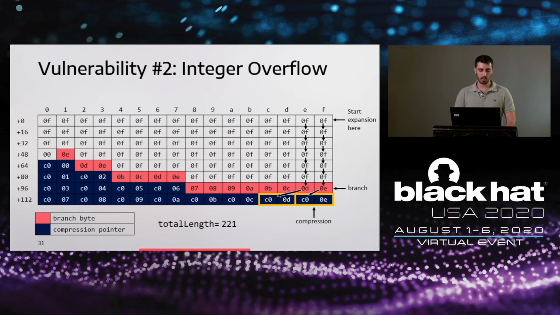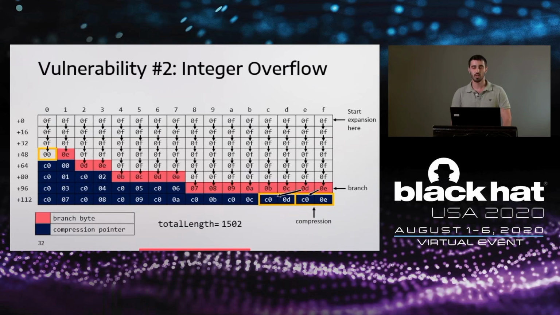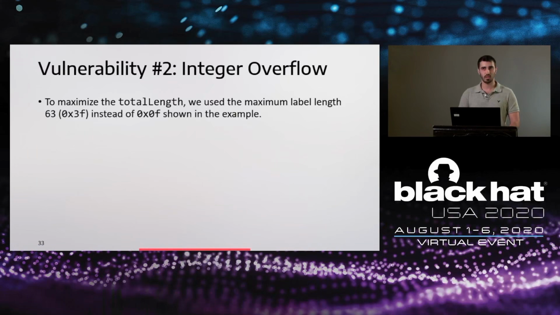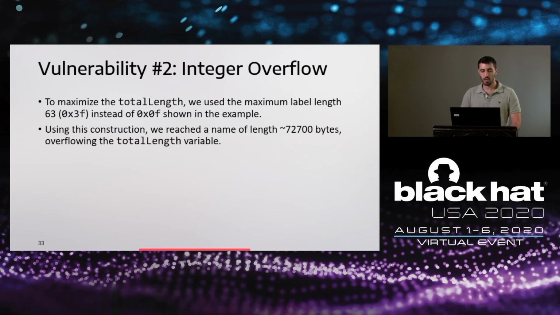So we simply continue expanding the name until the null byte is reached. You can see that the total length value in this example turned out to be 1502 bytes, which is pretty neat if you consider the fact that the name only occupies 128 bytes. This, of course, doesn't overflow the total length variable yet, but when we use the maximum label length allowed of 0x3F, instead of 0xF shown in the example, we reach, using this construction, a name whose length is greater than 64K, thus overflowing the total length variable.